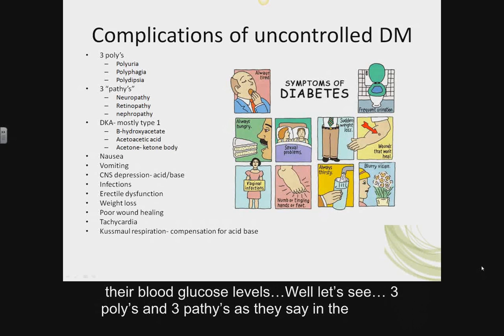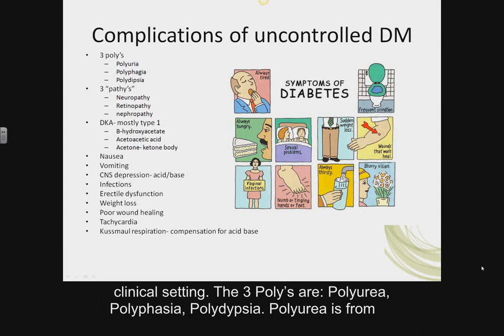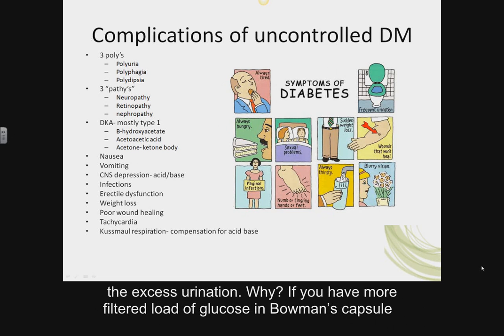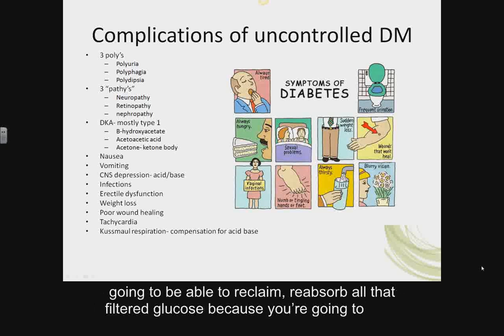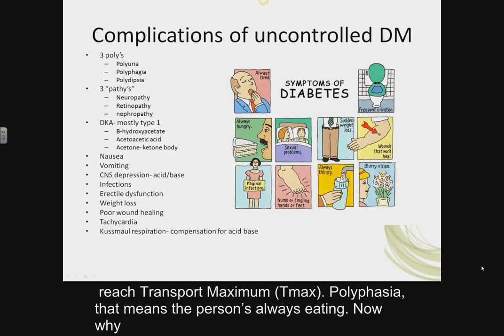The 3 polys are polyuria, polyphagia, polydipsia. Polyuria is causing excess urination. Why? If you have more filtered load of glucose in Bowman's capsule because you have more plasma glucose, water is going to follow because you are not going to be able to reabsorb all that filtered glucose, because you're going to reach transport maximum, Tmax.